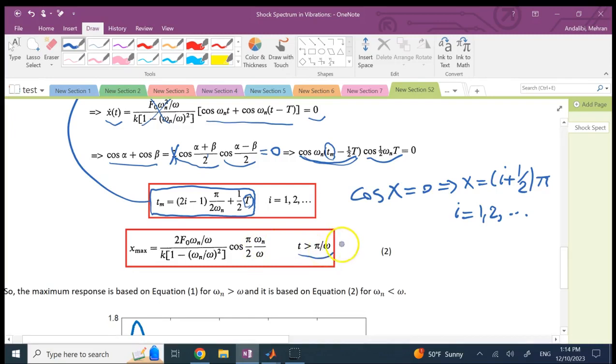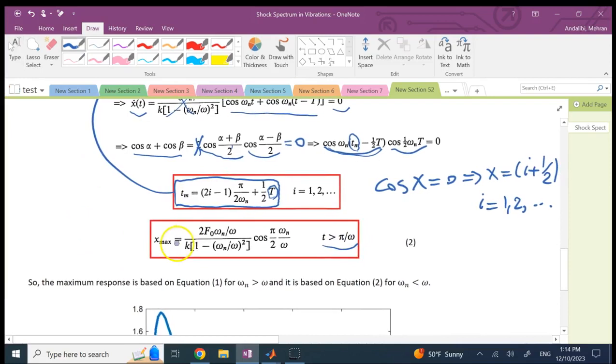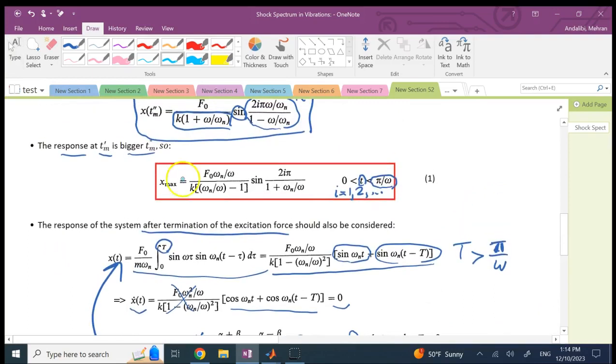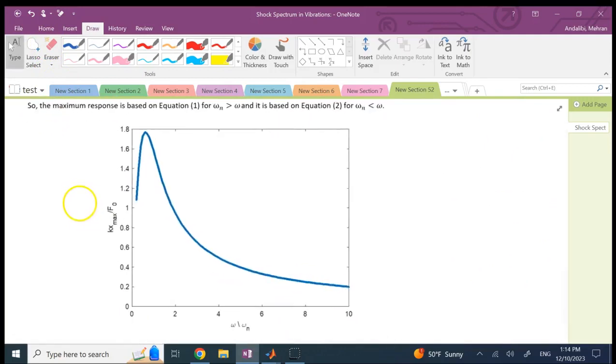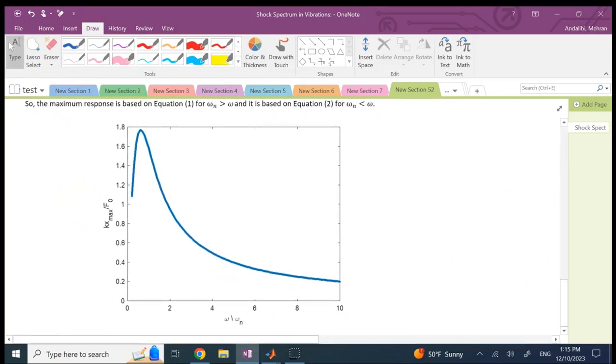Now, one thing we have to pay attention to, so now we are going to plot. We are going to plot what in both of these cases? We are going to plot x max versus what? Versus this ratio, omega n over omega, or omega over omega n. We're going to plot it versus this ratio, and if you look at the top one, it's similar. Here is a function of this ratio. So we're going to plot it for that, which is going to be basically this curve here. And this is the spectrum shock.